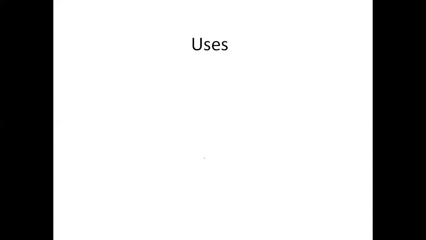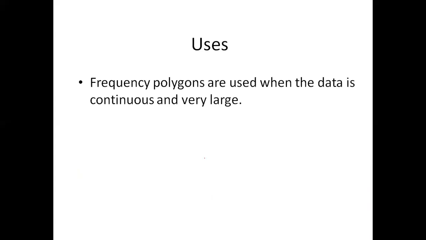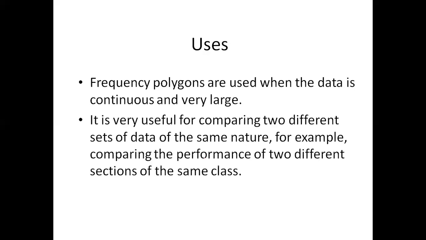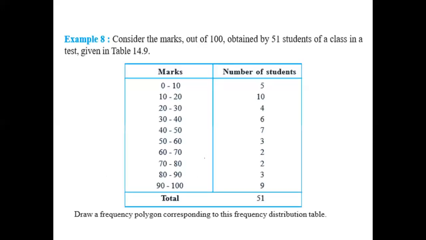Now we learn what is the use of a frequency polygon. We will use a frequency polygon whenever the data given is continuous and very, very large. Also, if we have to compare two different sets of data of the same nature, maybe we are comparing the class performance of section A and section B of the same standard, like class 9. In order to know whose performance is better, we can use the frequency polygon.